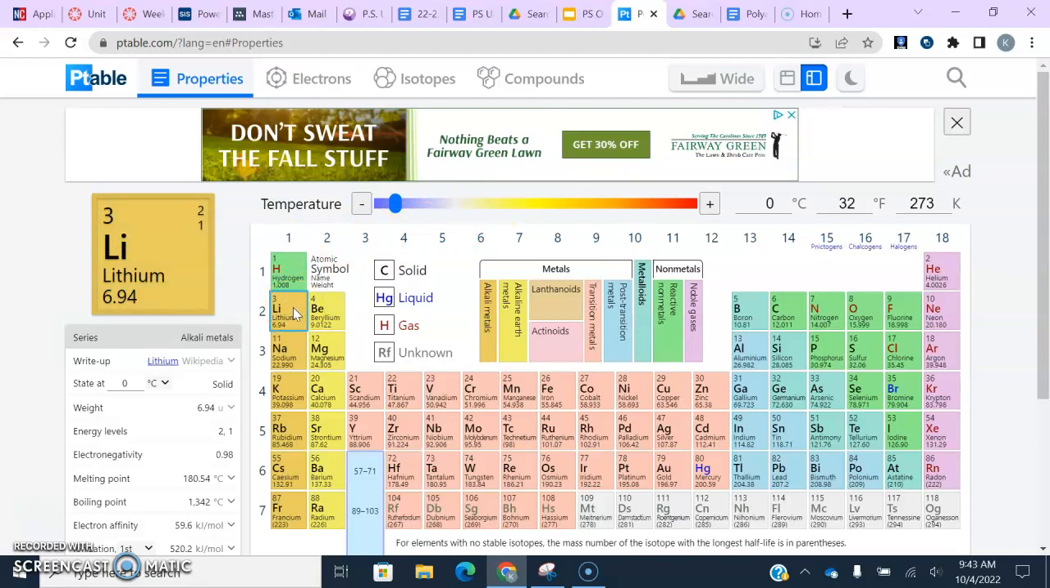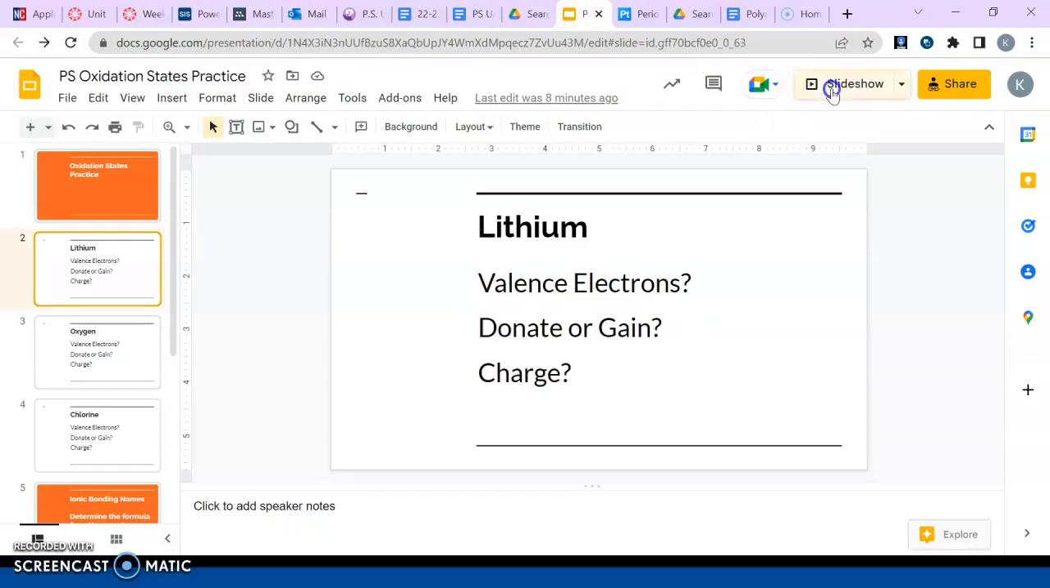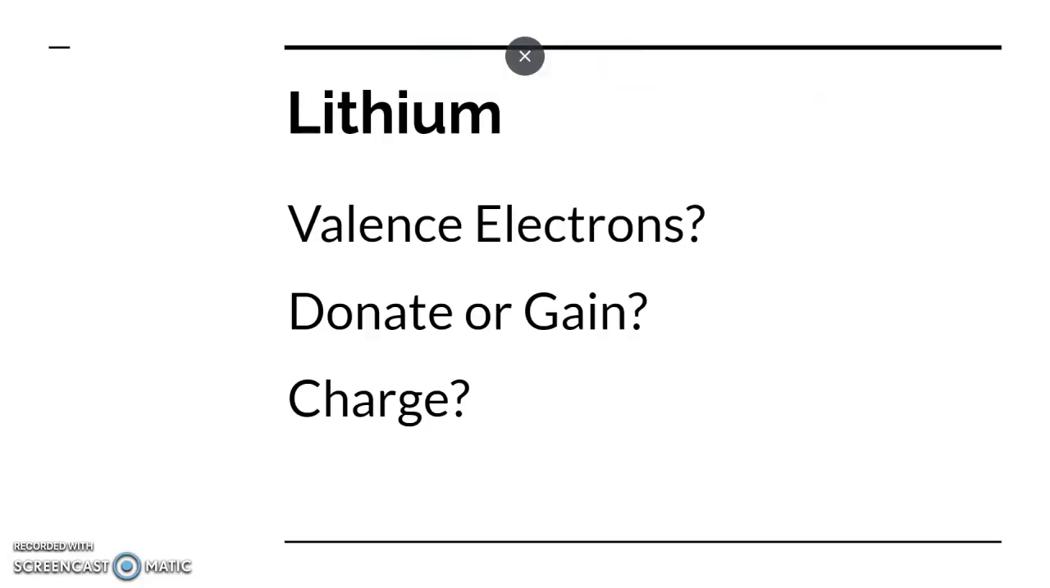And remember, the way that we find our valence electrons is going to be the group number. So the group number that the element is in is going to be that valence electron. So group number 1 is where lithium is, because the 1 is right here. Again, the groups are the ones that go up and down. Lithium is in group 1, so he has 1 valence electron.